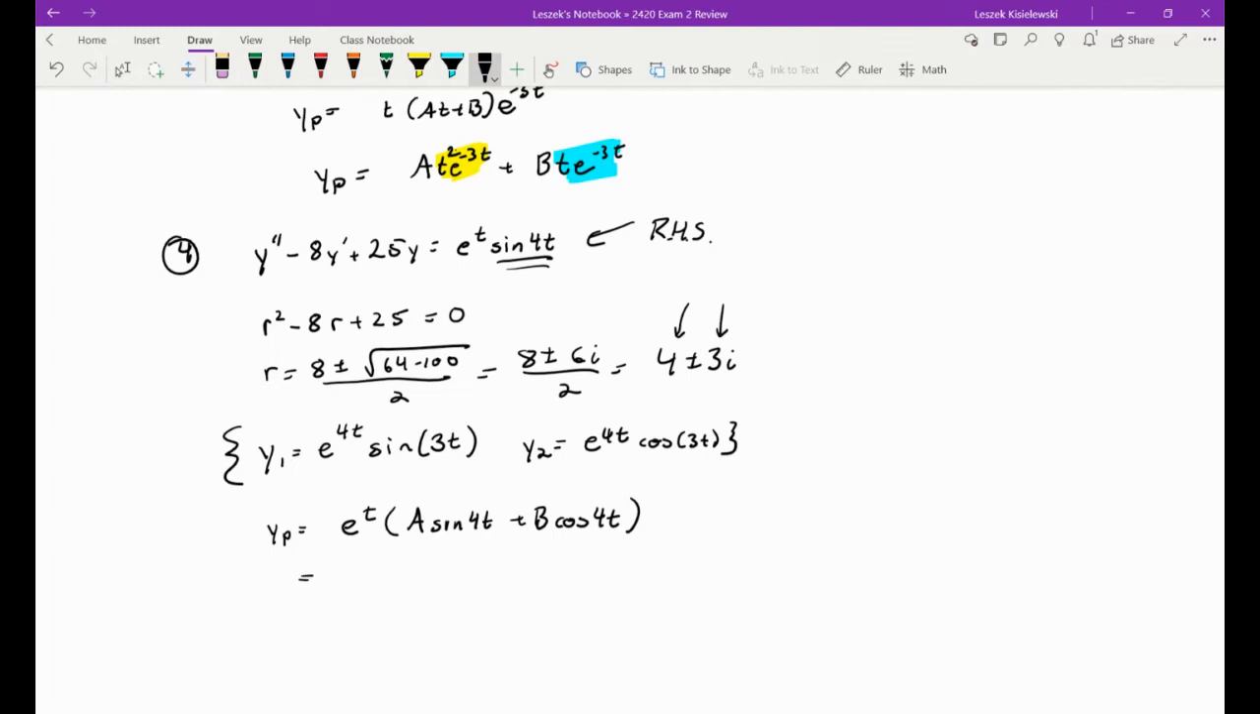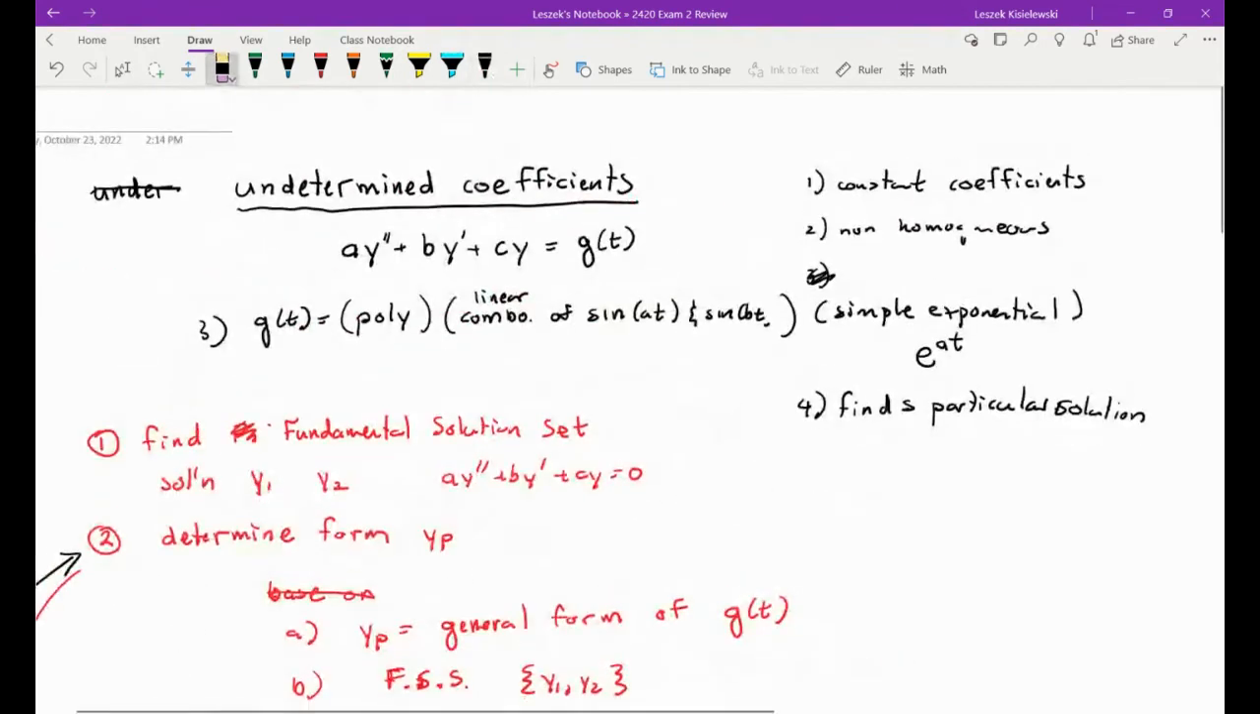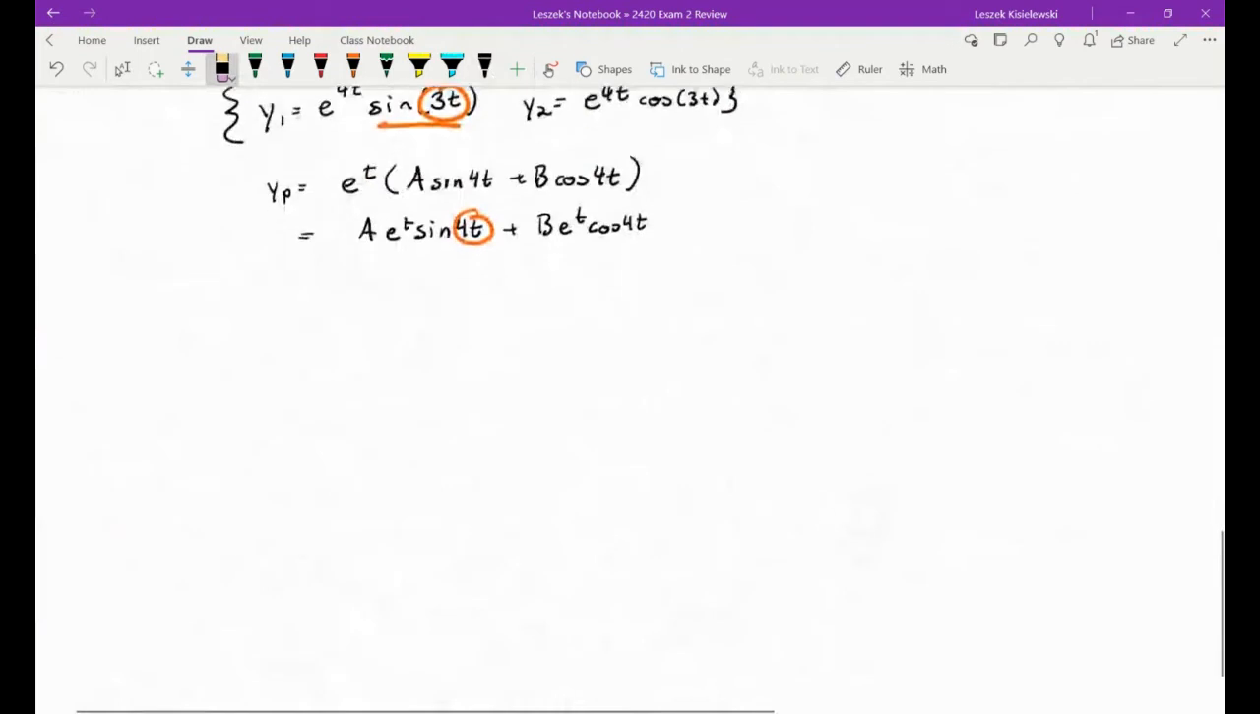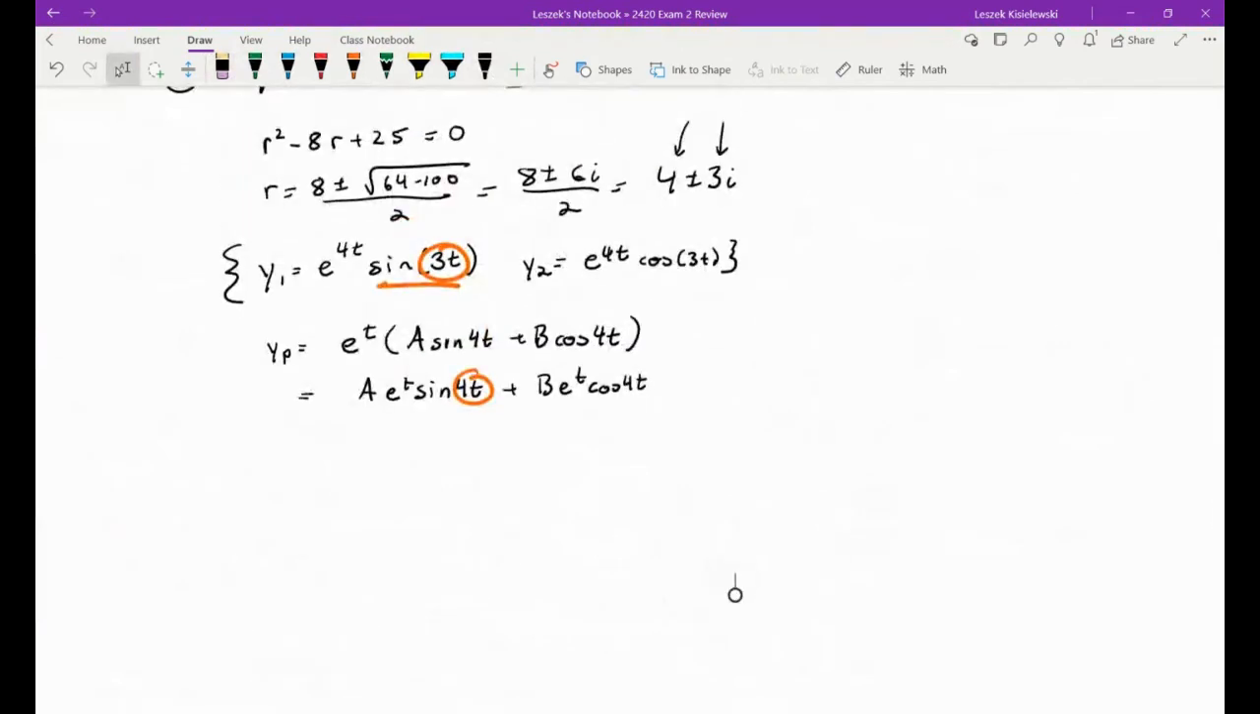And so would every term in our particular solution be linearly independent from everything in this fundamental solution set? Absolutely, right? Okay, these are different. Not only are these different sines and cosines, that's 3t, this is 4t, they're also different exponentials. So there would be no need to multiply by some power of t. This would be it. This would be the form that our particular solution takes. And then we differentiate. Good luck. Plug in, and I'm sure we'll do an example.